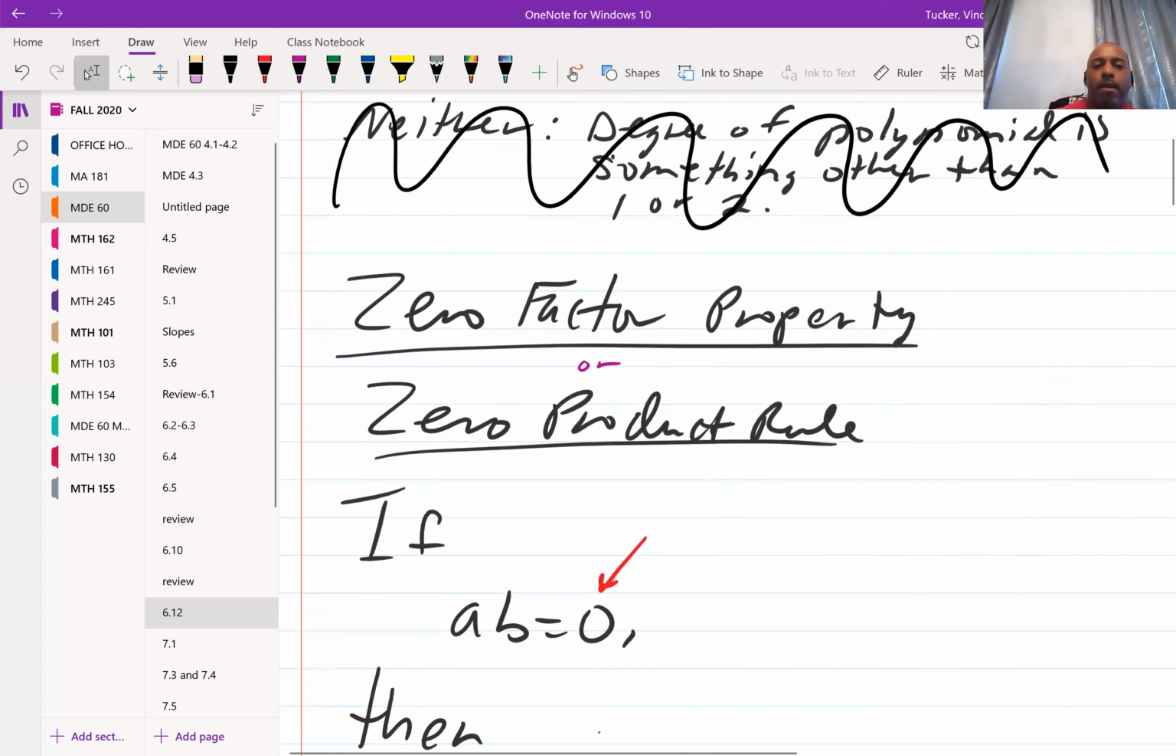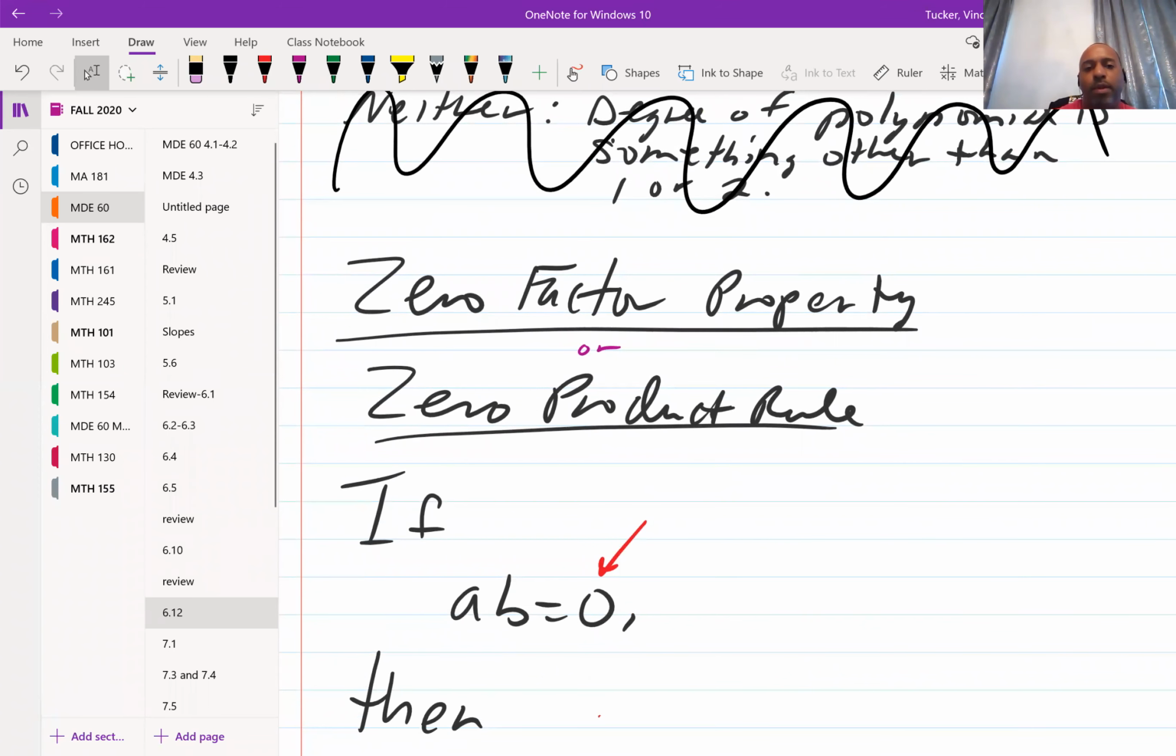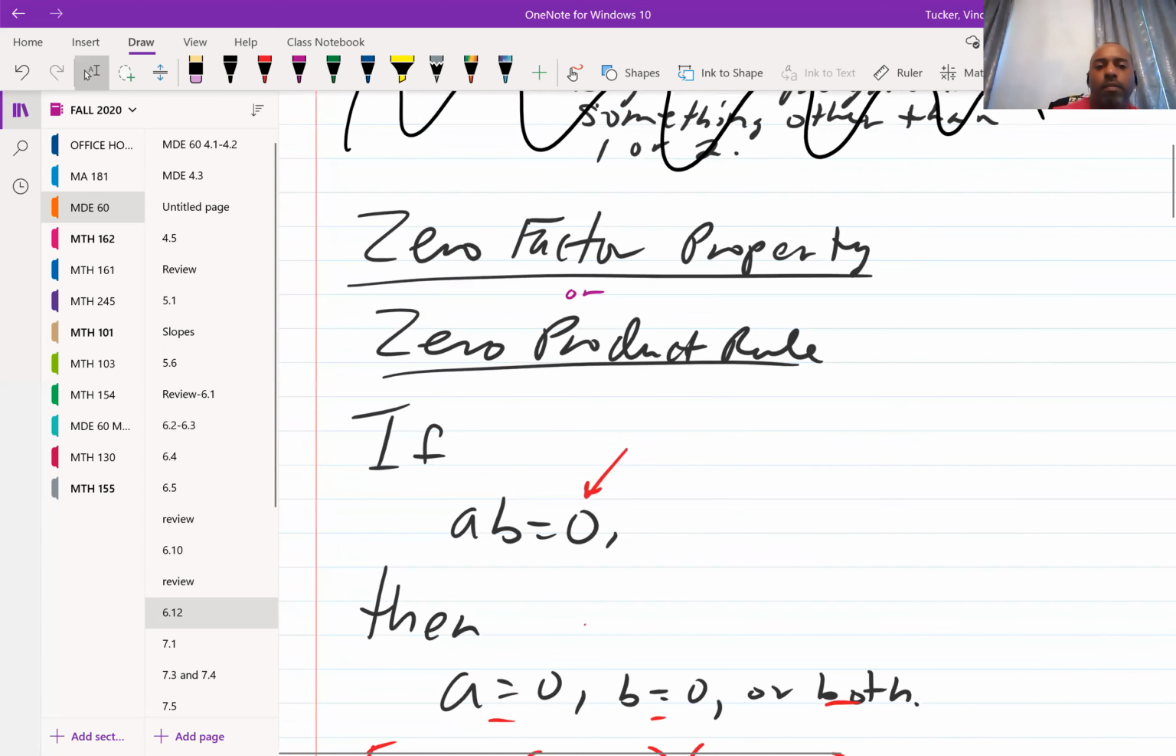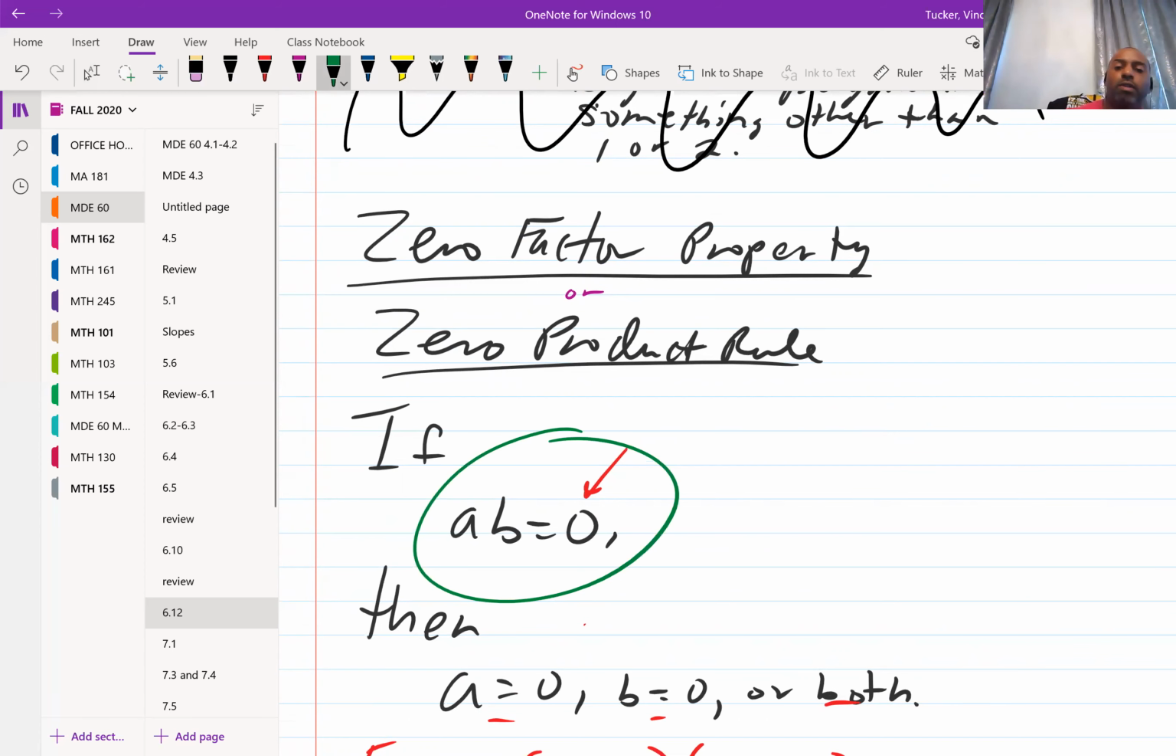All right. So we have the zero factor property or the zero product rule, depending on which one your book called it. The key here is that at first you have to have one side set equal to 0. And then the other part is that we're using factoring in order to solve. So it says if A times B is equal to 0, then A is equal to 0, B is equal to 0, or both.